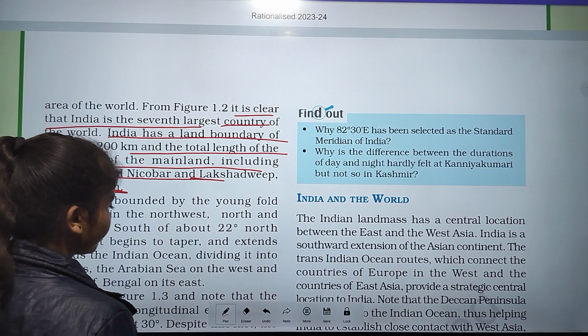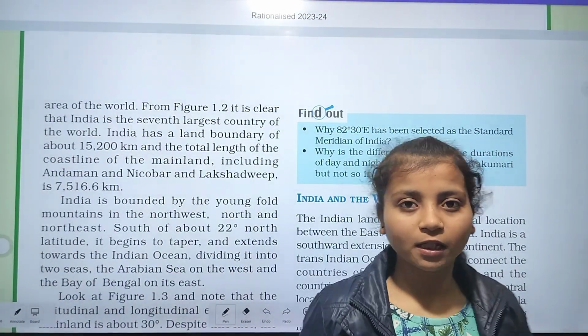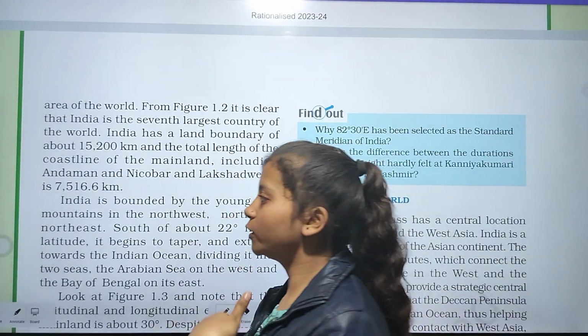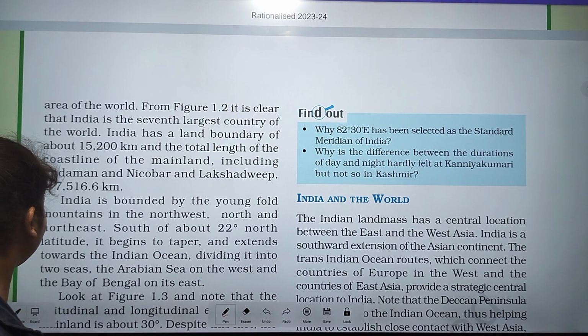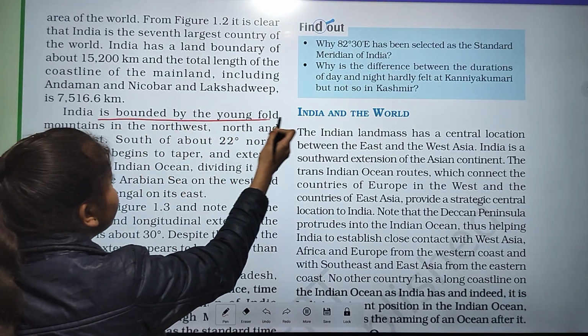Okay, I hope you understand that the land boundary of India is 15,200 kilometers, and including all the islands, the mainland including all the islands is about 7,516.6 kilometers. Okay, now here India is bounded by the Himalayan mountains.